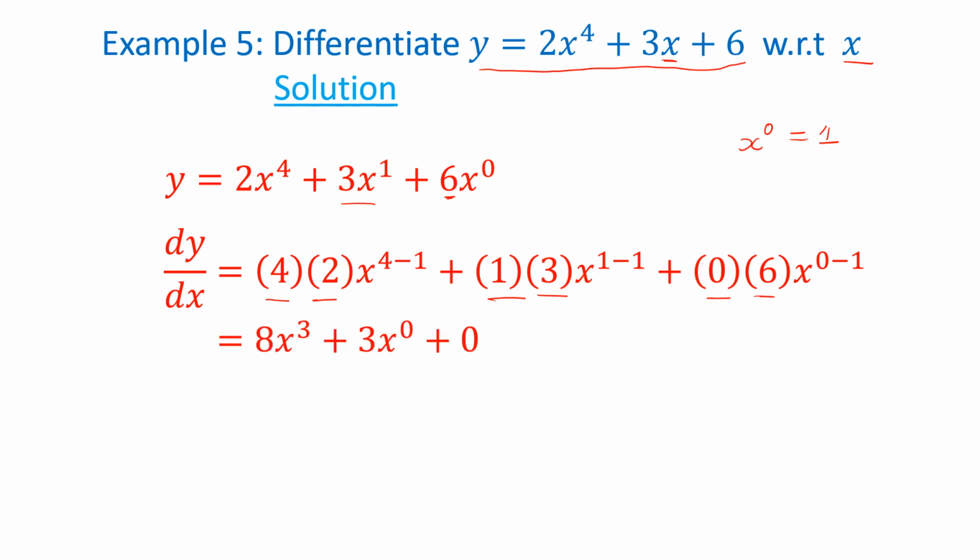Next, we simplify the expression. 4 by 2 gives us 8, and 4 minus 1 gives us 3, whereas 1 multiplied by 3 gives us 3, and 1 minus 1 gives us 0. So 0 multiplied by any number gives us 0. So the whole of this term will be 0. We go ahead and simplify further. We shall have 8x cubed, and then here 3 multiplied by x raised to power 0. So x raised to power 0 is equivalent to 1. This means that we shall end up with 8x cubed plus 3, since 3 multiplied by 1 gives us 3.